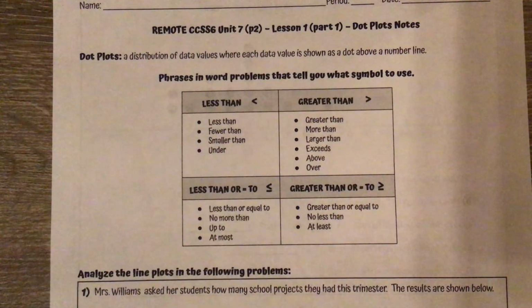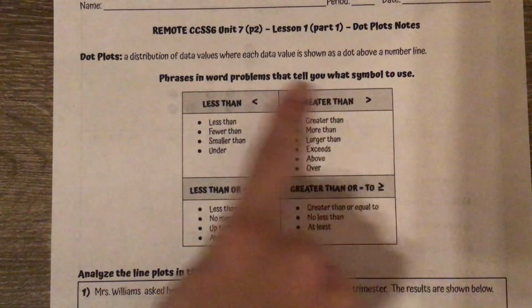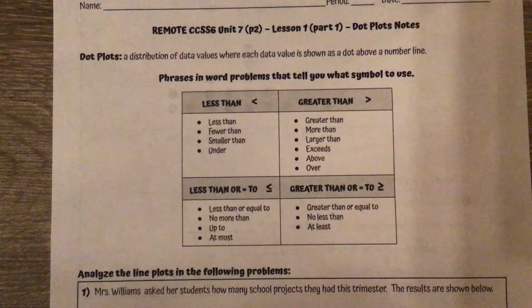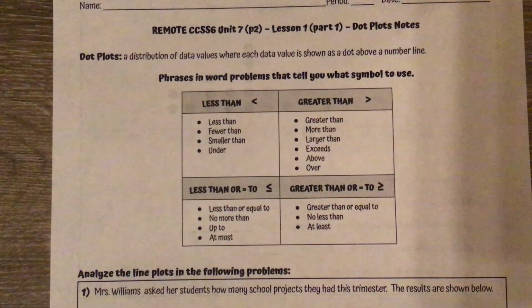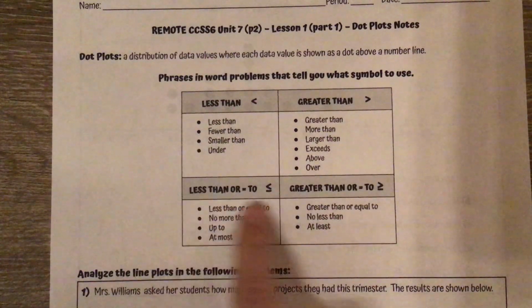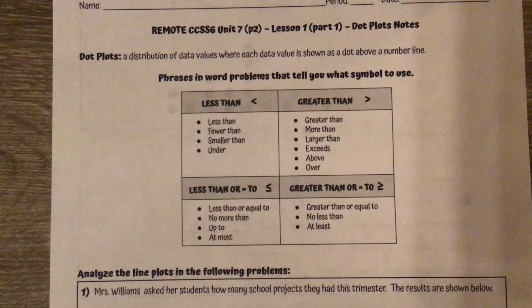a number line. We included this chart that we used during the inequalities unit because we're going to be asked some questions like how many of the data values are greater than 5. So making sure you know what these words tell you and what direction you should be looking at.